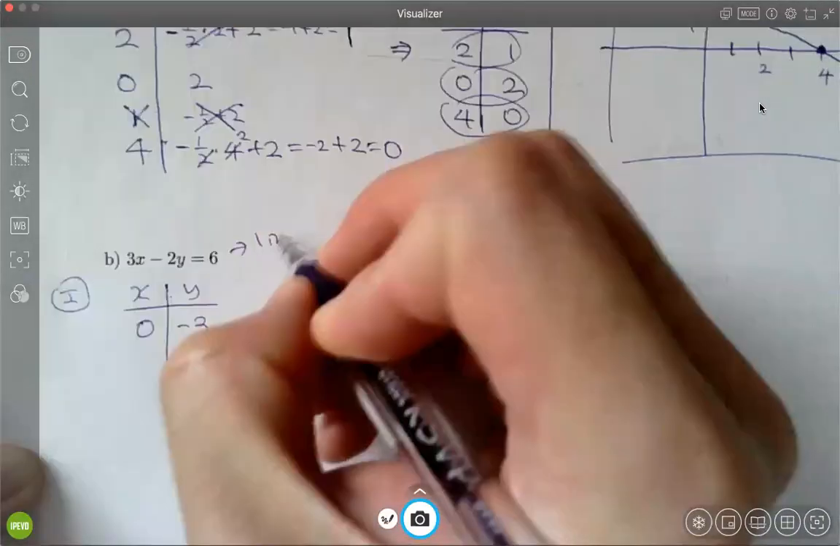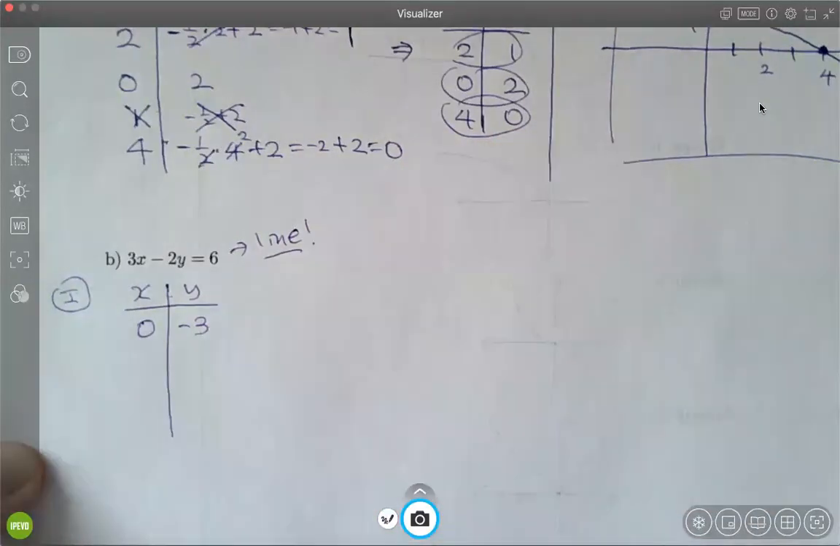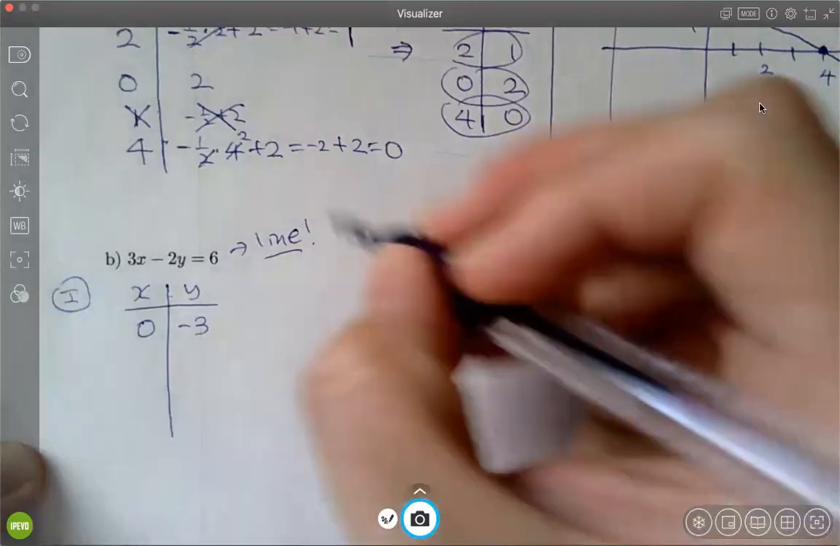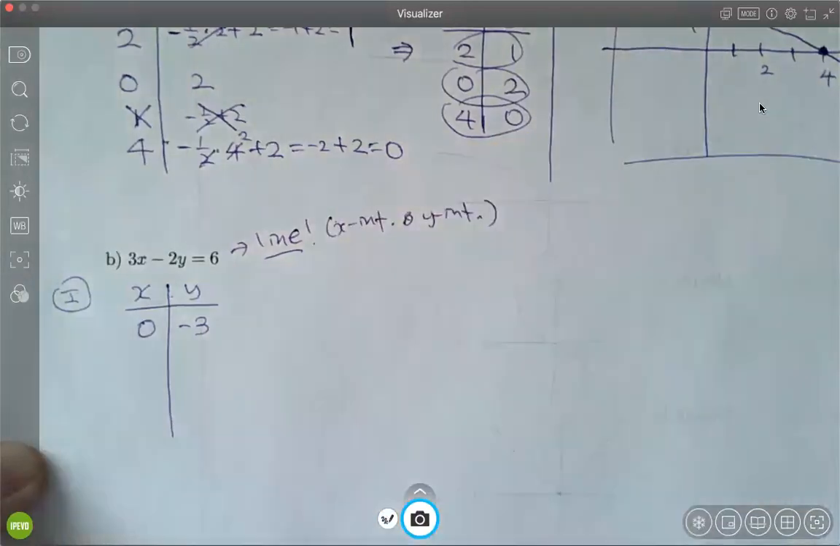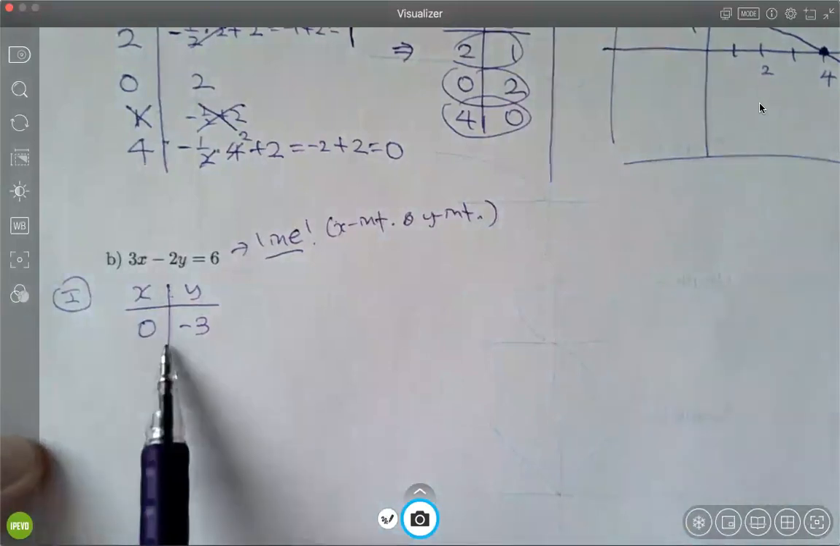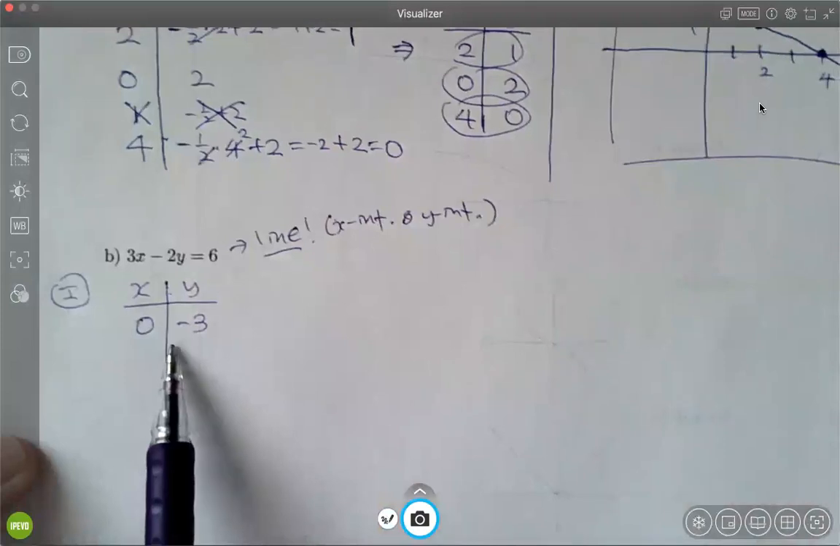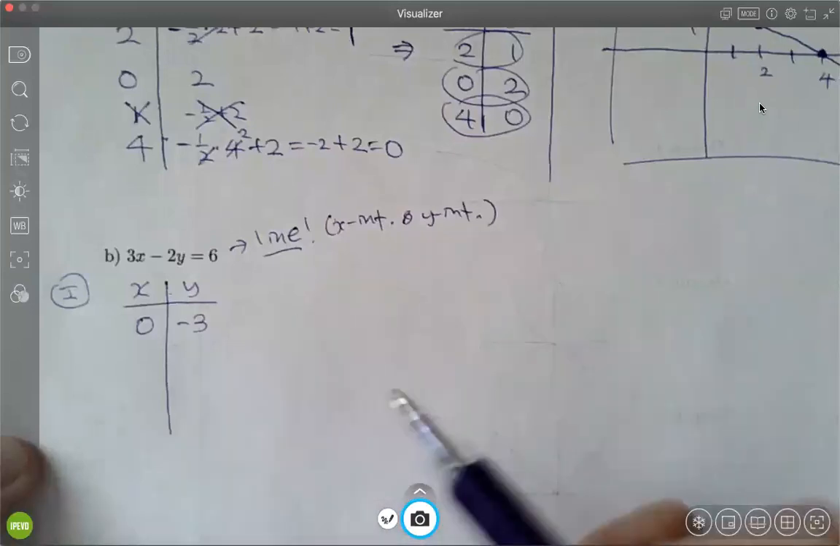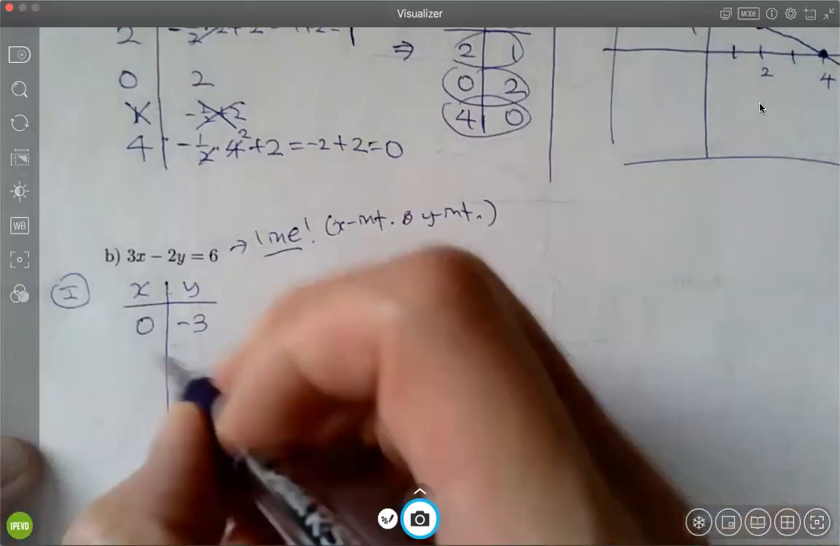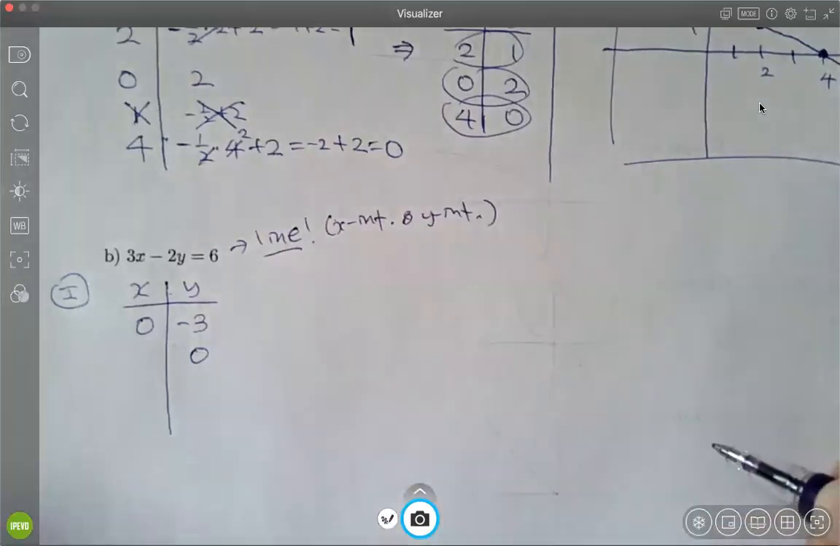And remember, any line has 2 special points, which are the x and y intercepts. Any line will have an x-intercept and a y-intercept. So what does this mean? This is the point (0, -3). And this is on the y-axis, right? So that is the y-intercept. So how do you obtain the x-intercept? You have to plug in 0 into x or y? Y, right? That's how you get the x-intercept.